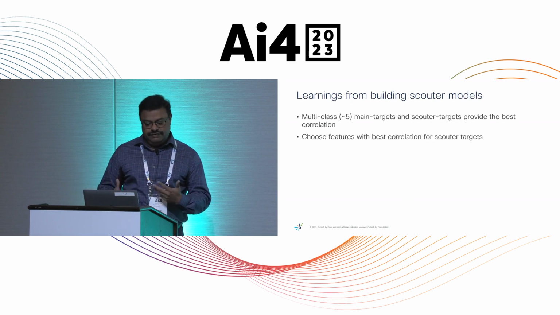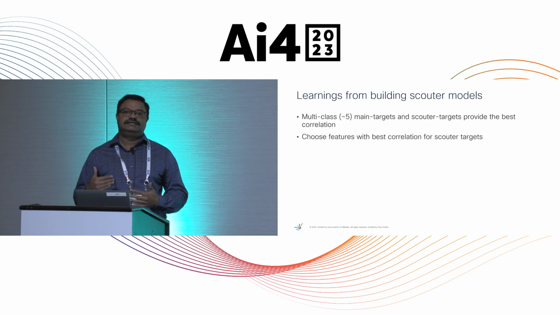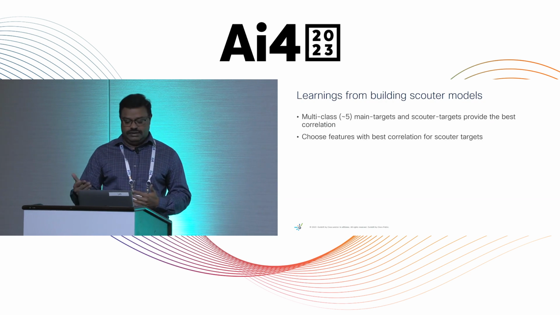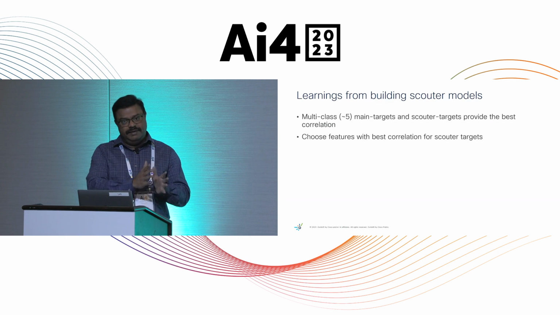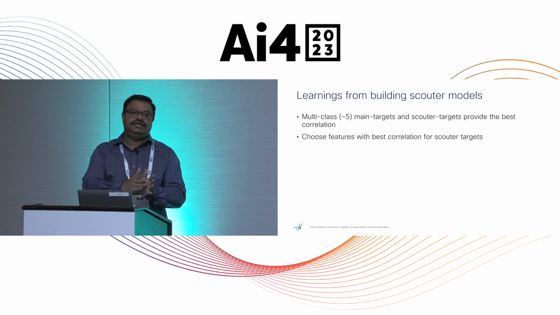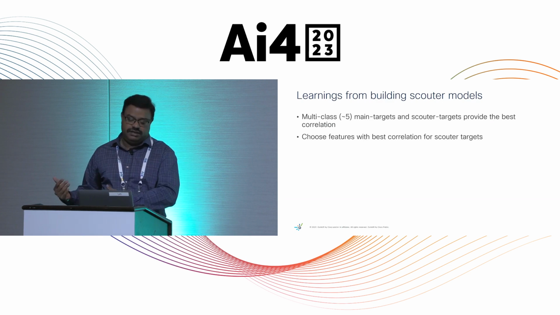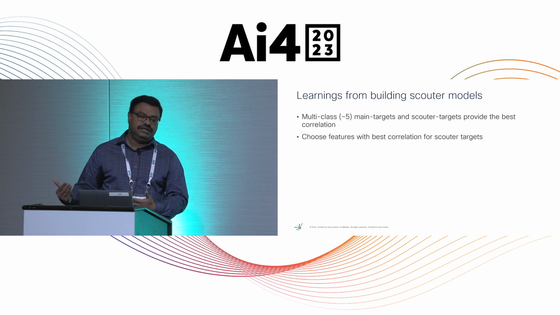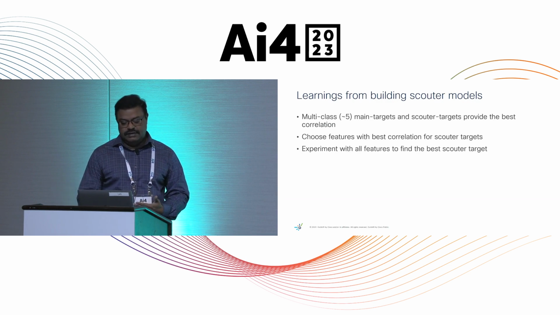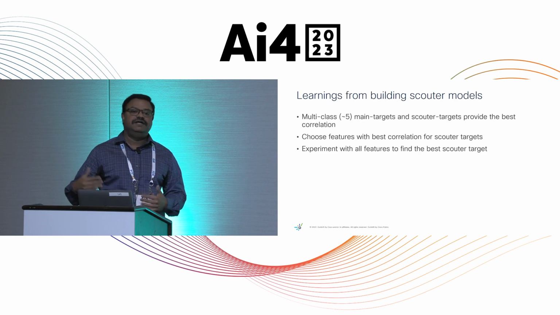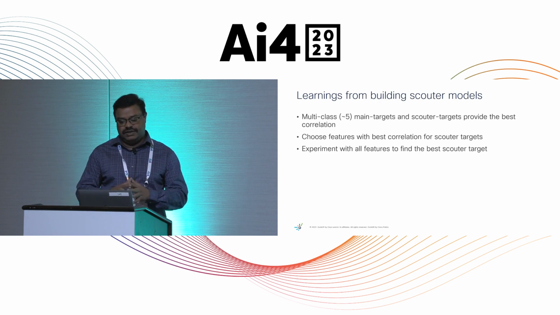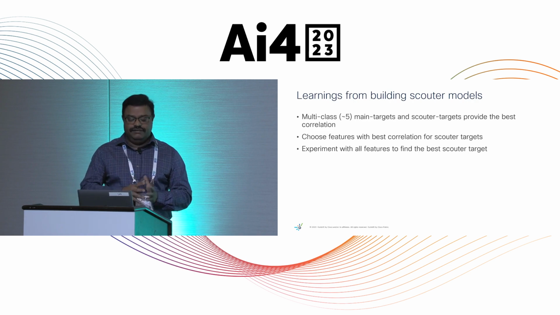We have also seen that choosing a feature that has the best correlation with the target works well. So in the main model, choose a feature that has the best correlation with the target variable as your Scouter target. That also seems to give good performance in most cases. But it is also recommended that we experiment with all the features, because some of them may not have that many classes. Some may be yes or no kind of classes only. So it depends on the variable, and we are seeing that they give different kinds of results.